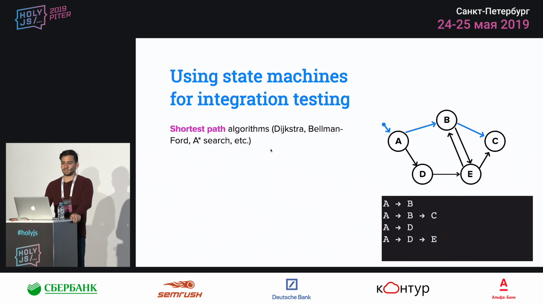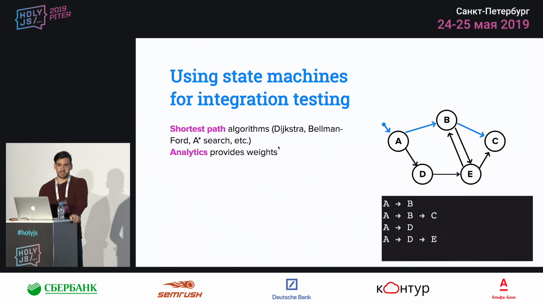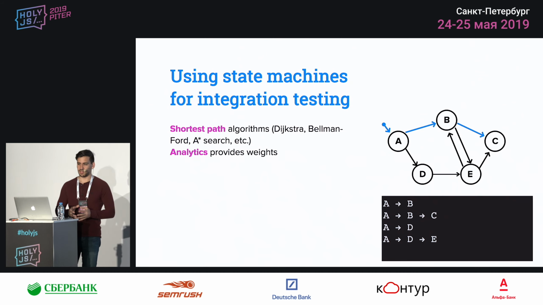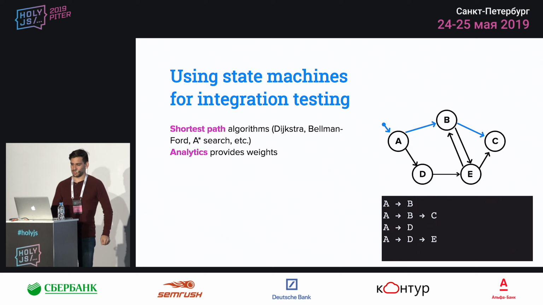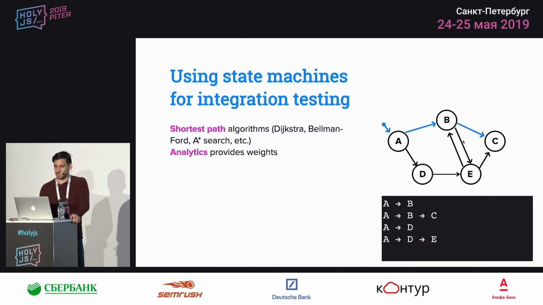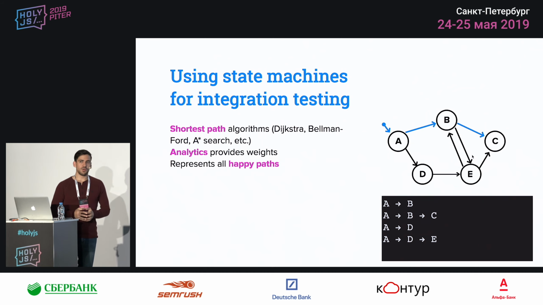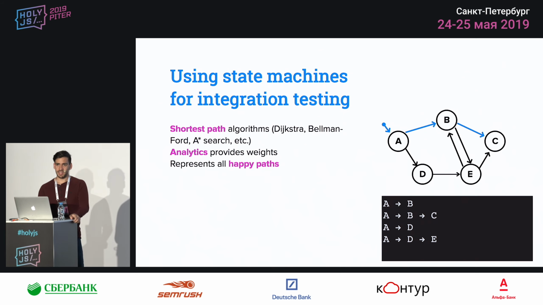And so, for example, if you're using Dijkstra's algorithm, then you could use weights as well. In analytics, which I will talk about in a few minutes, analytics provides those weights so you could figure out what the shortest path to any state is from the initial state. And it might not always be ABC. It might be something different like ADEC. And so when we have these analytics combined with the graph, we represent the happy paths that your users are most likely to take, and so these tests could be prioritized.